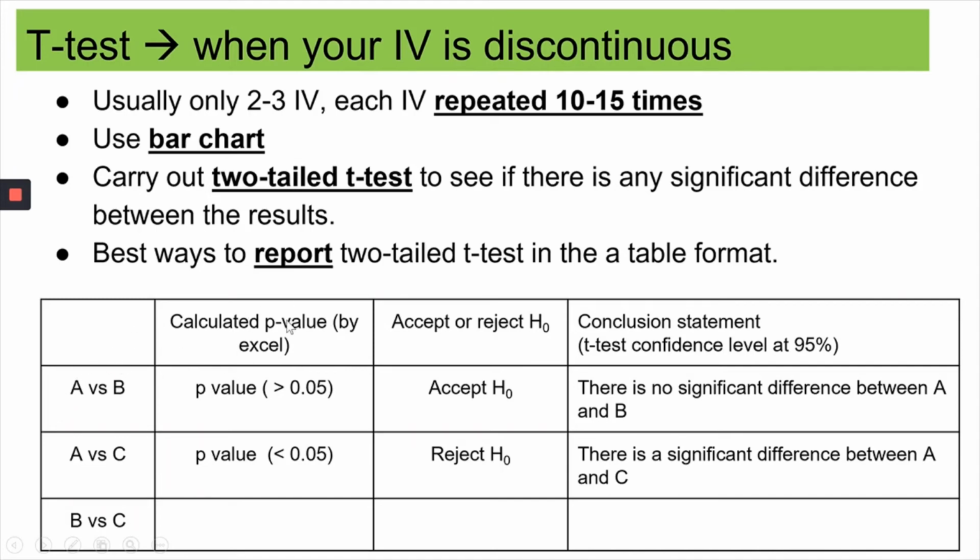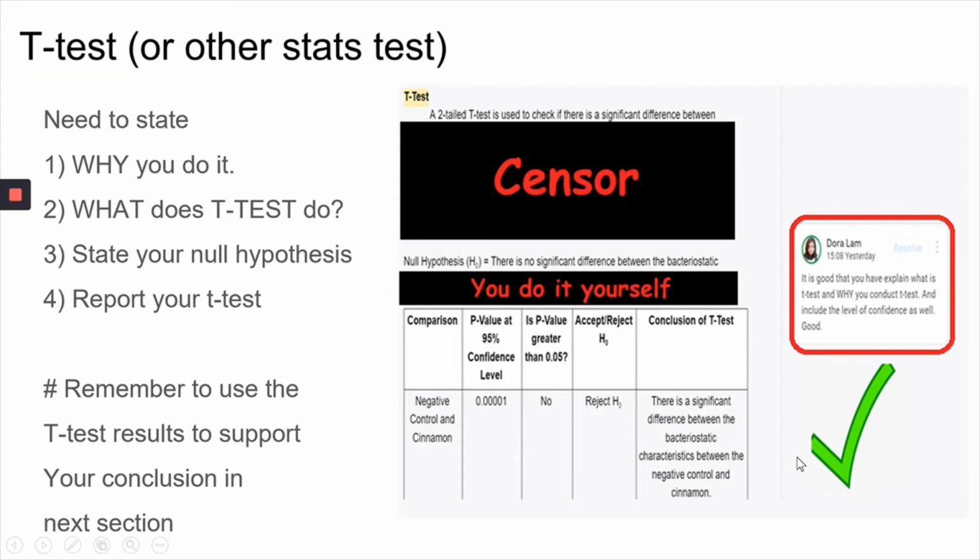And then you enter the formulas and generate the p-values and then compare with 0.05. If it's bigger, accept the null hypothesis and then you state your conclusion statement. And then if it's smaller than 0.05, you reject null hypothesis and then state your conclusion statement. Okay, and you notice this is a blank because actually it's just an idea. You have 3 items, so therefore you should have 3 comparisons. Okay, so yes, so that was quite straightforward.